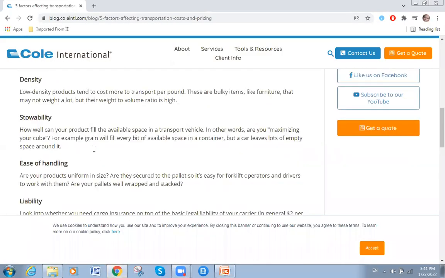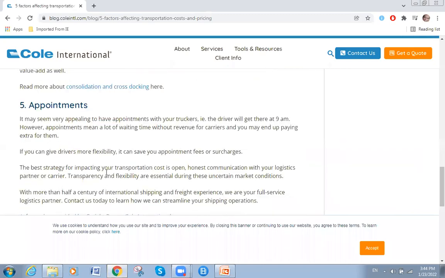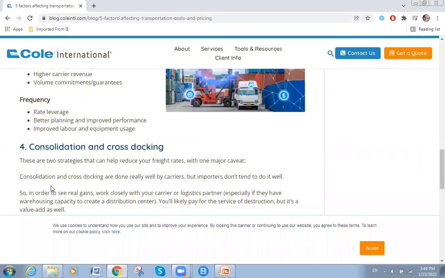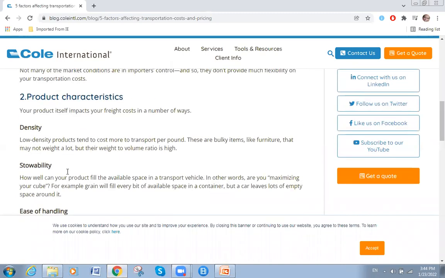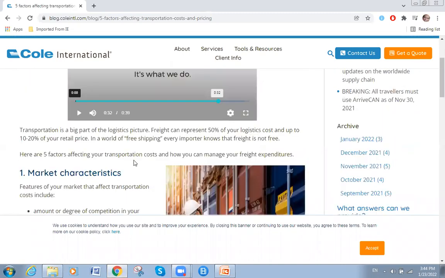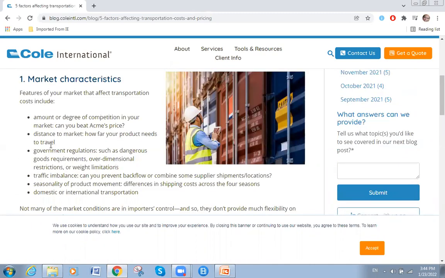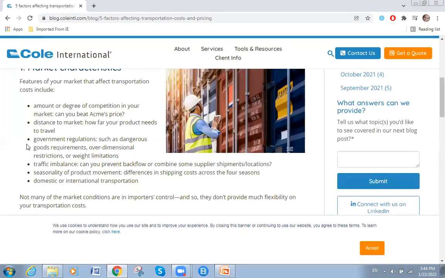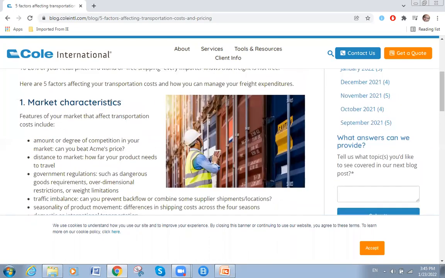Like you see here also the explanation of everything. Okay, here also is some explanation of how to reduce the costs of transportation. First of all, the market characteristics. What does the market look like?